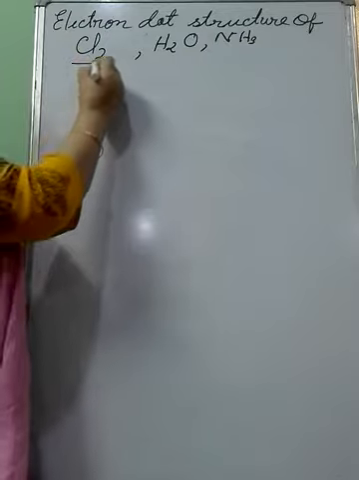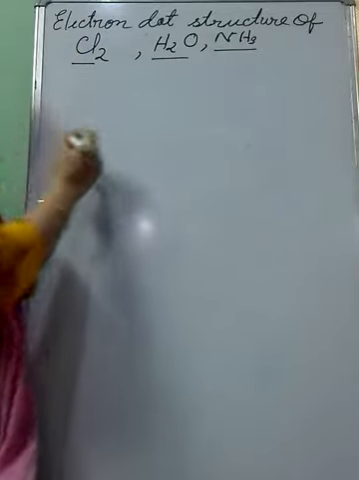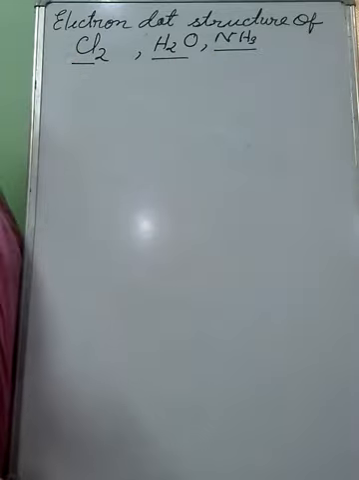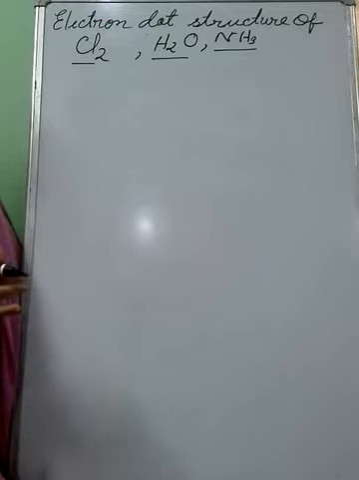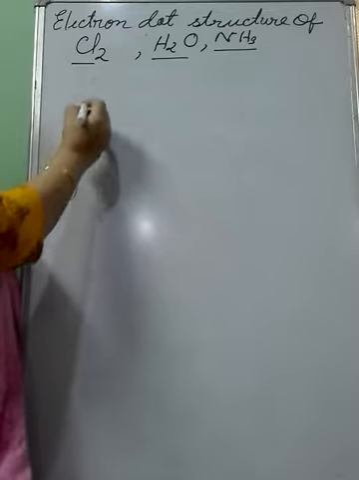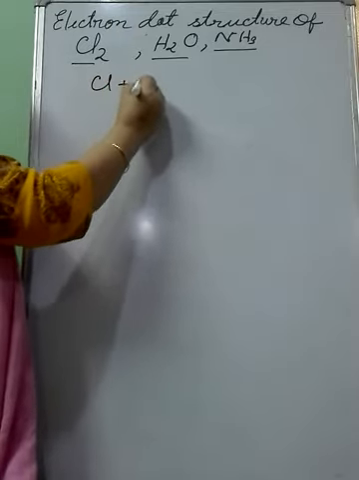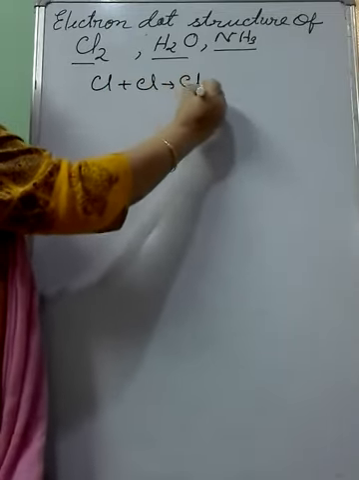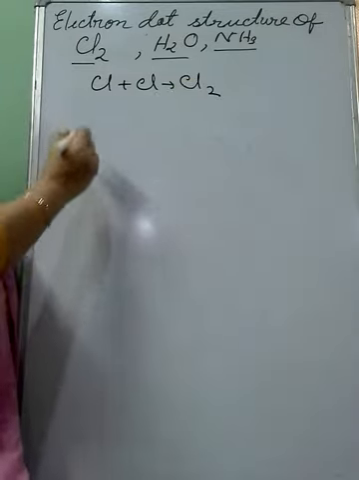Hello students, let us discuss the electron structure of chlorine, water and ammonia. All these three are covalent molecules. You know that covalent molecules are formed by sharing of an electron pair. Now let us see the case of chlorine. Two chlorine atoms combine to form a chlorine gas molecule. It is also a diatomic molecule.